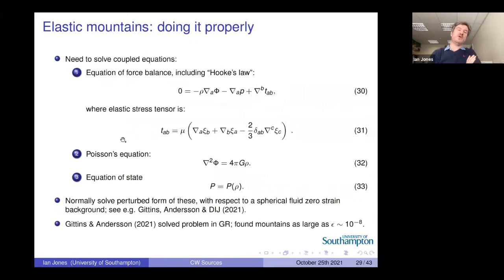So then to keep listing the equations that we need, you also need equation 32. So that's just relating the Newtonian gravitational potential to the mass density, and you need some equation of state, some pressure density relation for the fluid.